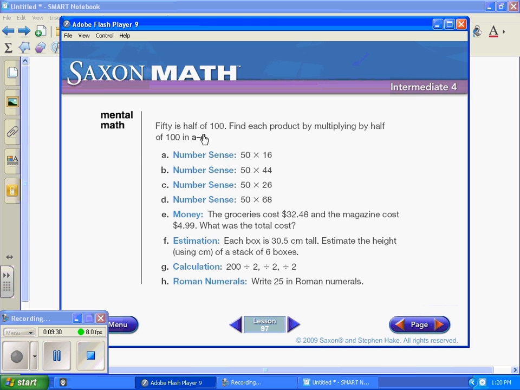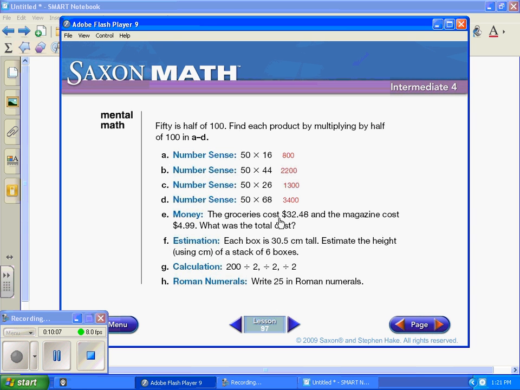And now we're going to finish up with some mental math. We've been finding 50 times a number by pretending that 50 is 100 and then just taking half, since 50 is half of 100. So think 100 times 16 is 1600. Right now divide that by 2, or divide it in half, 800. Think 100 times 44. Take half of that. Good. Think 100 times 26. Take half of that. 100 times 68. Take half of that.